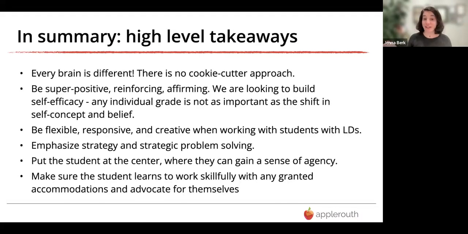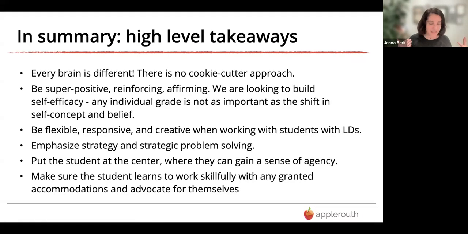So, in summary, every brain is different. There is no cookie cutter approach. You want to make sure that you are super positive, reinforcing, affirming. We want to build self-efficacy, right? So any individual grade is not as important as that shift in self-concept and self-belief that you can do these hard things. You want to be flexible, responsive, and creative when working with students with LDs.